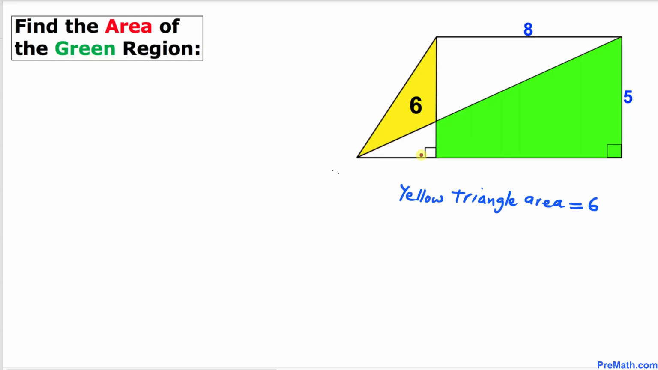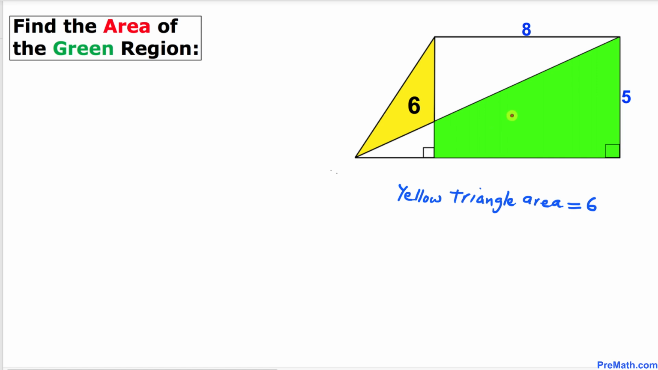Welcome to Premath. In this video tutorial, we have got this trapezoid whose side lengths are 8 and 5, and moreover the area of this yellow triangle is given as 6 square units. And now we are going to calculate the area of this green shaded region. So let's go ahead and get started with the solution.